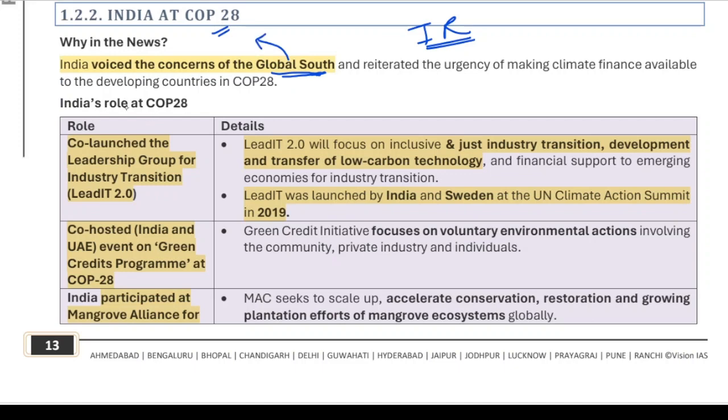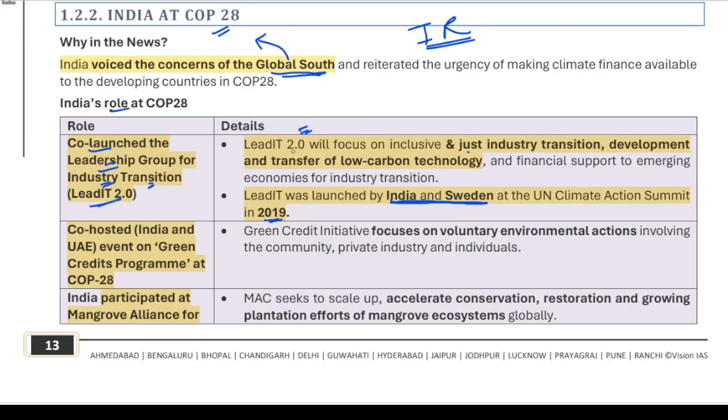India's role: co-launch of the leadership group for industry transition, LEAD 2.0. LEAD 1.0 was launched between India and Sweden in 2019, and now LEAD 2.0 has been launched. What does LEAD stand for? LEAD is Leadership for Industry Transition.